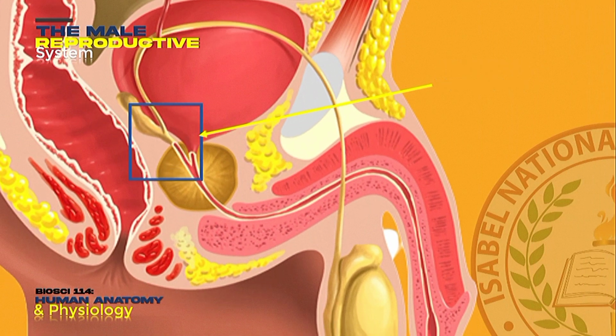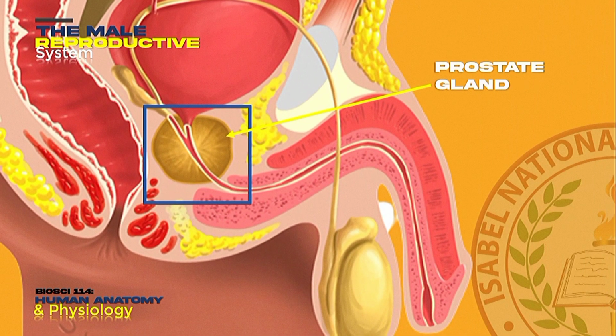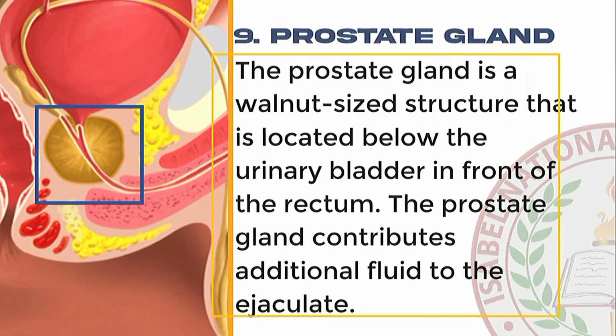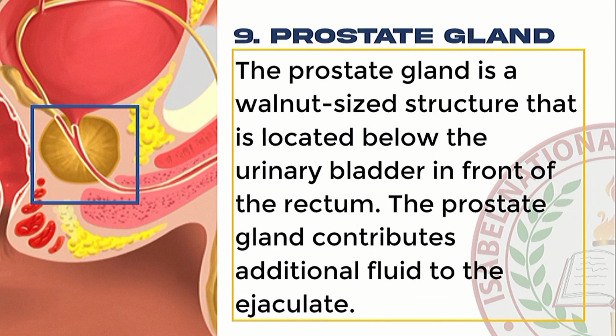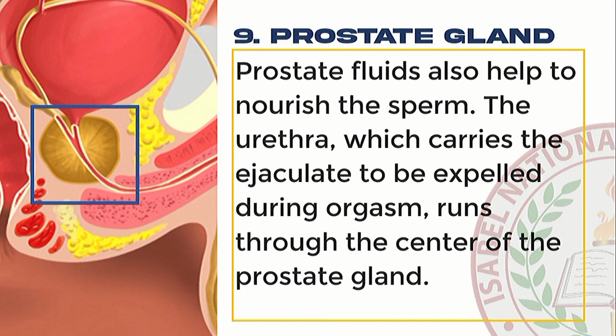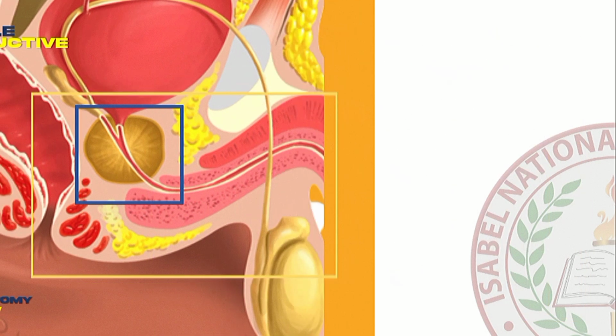Number 9. The prostate gland. The prostate gland is a walnut-sized structure that is located below the urinary bladder in front of the rectum. The prostate gland contributes additional fluid to the ejaculate. Prostate fluids also help to nourish the sperm. The urethra, which carries the ejaculate to be expelled during orgasm, runs through the center of the prostate gland.